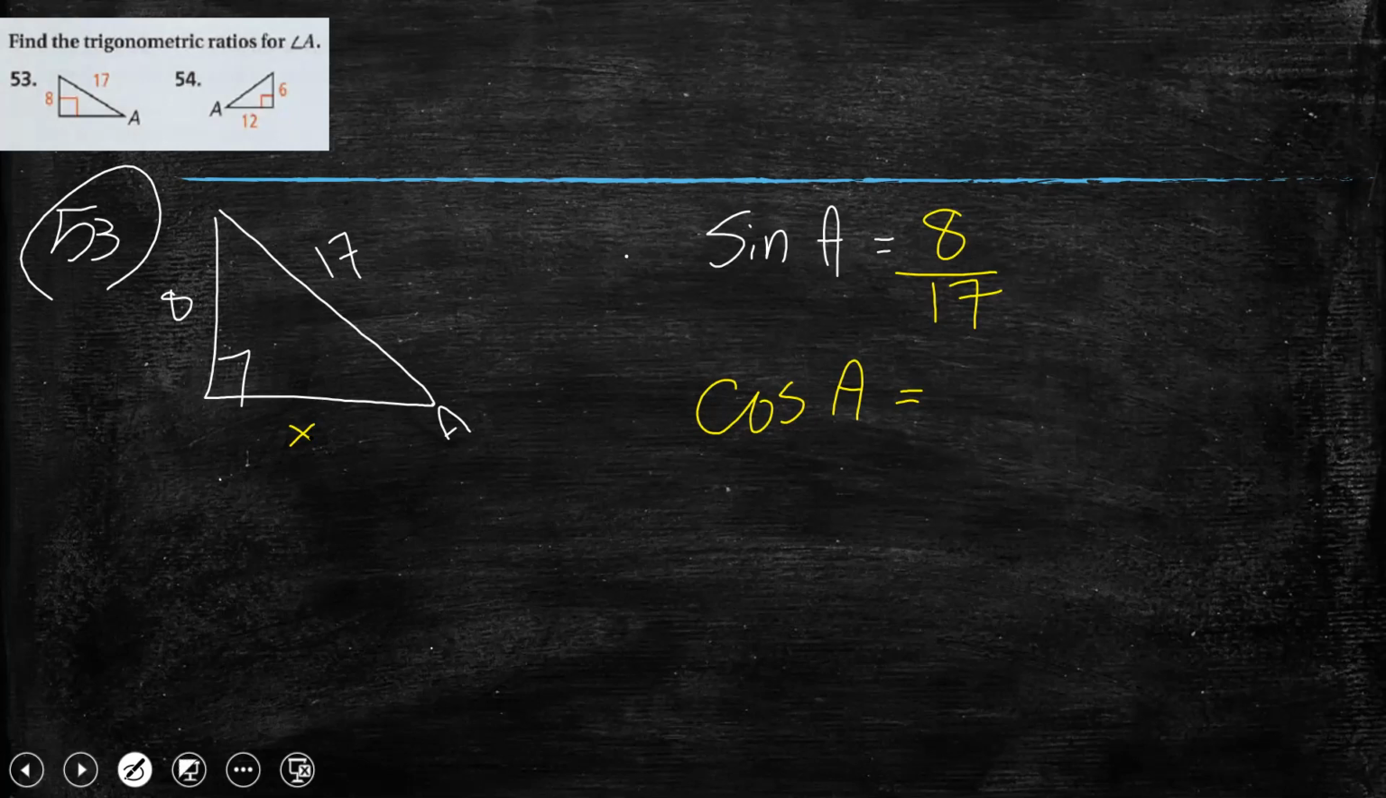Cosine equals adjacent over hypotenuse. Okay, the hypotenuse is 17, but where's the adjacent? It's not written. It's unknown. It's x. Then don't we make a cross product?